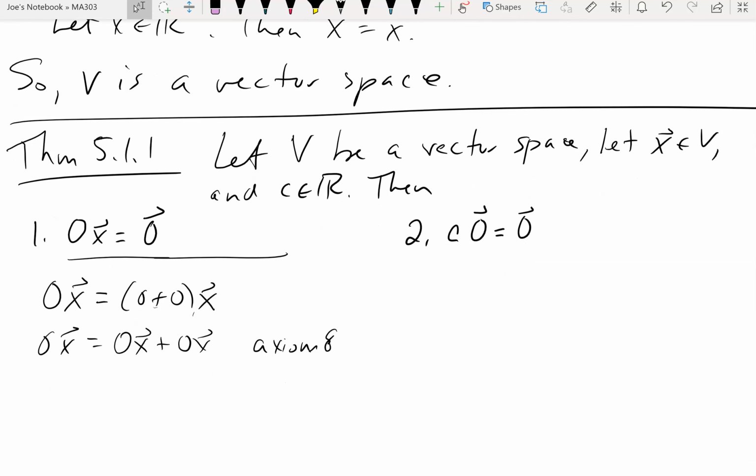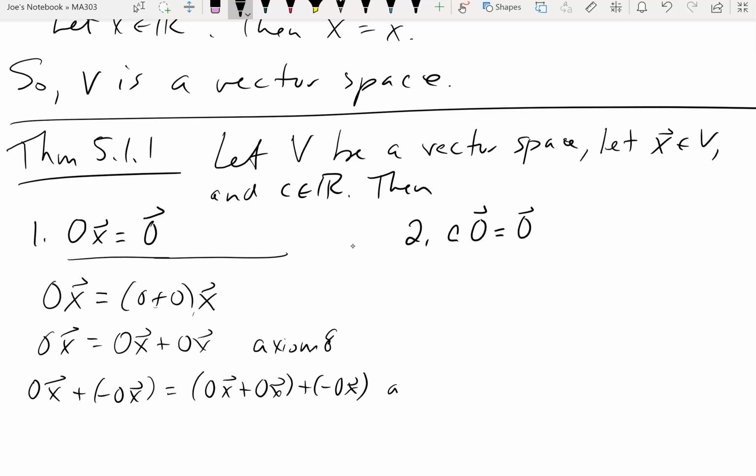What am I trying to get on one side here? Just a 0 vector, right? So what do I probably want to do? I probably want to move this over to the other side. How do I get rid of this? Subtraction really is adding the additive inverse, right? So if I have 0x plus the negative of 0x, that's the same thing as 0x plus 0x plus the negative of 0x. What axiom tells me I can do this? In particular, what axiom tells me that I have a negative 0x?